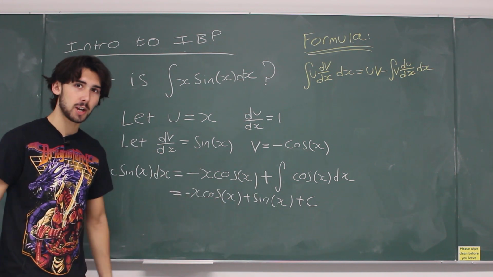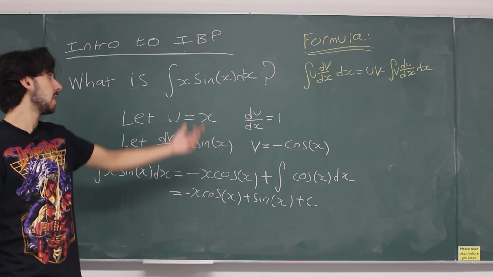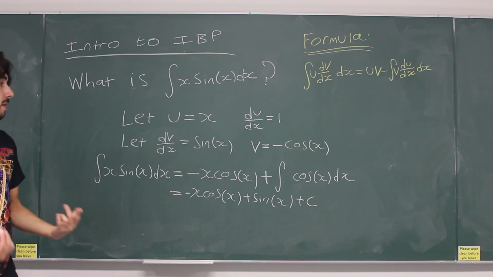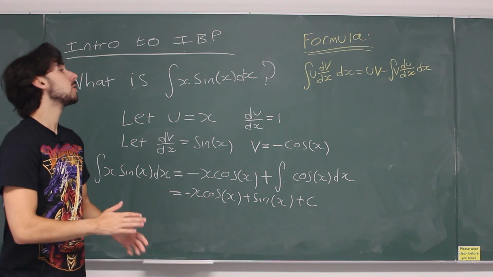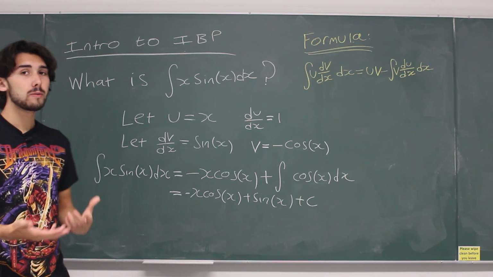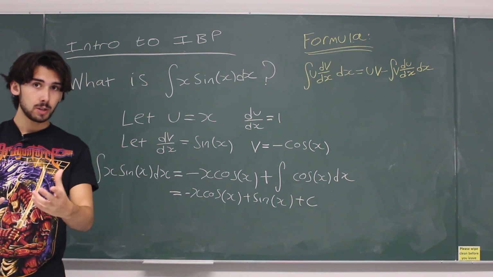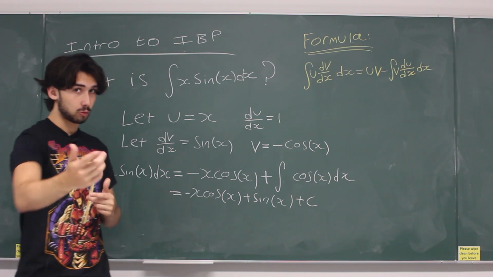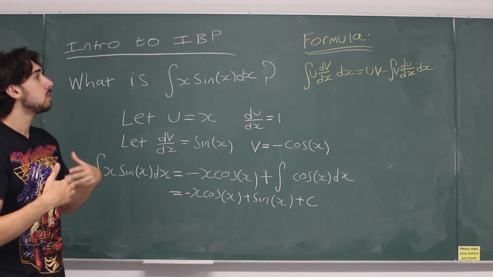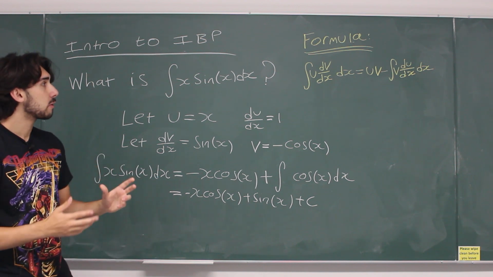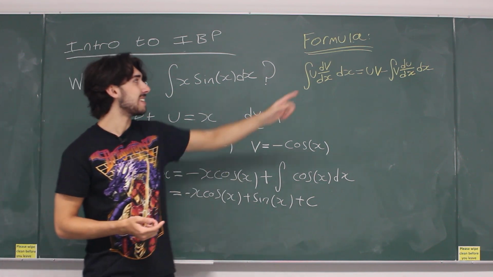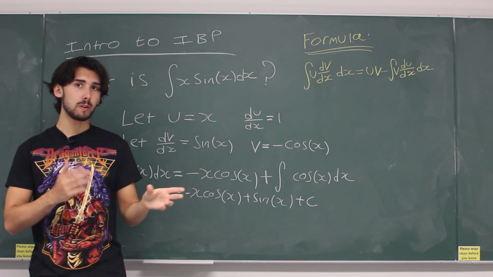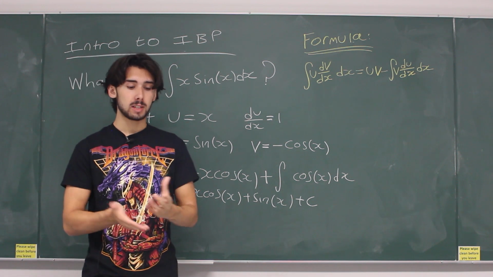Feel free to differentiate that with the product rule if you want to check that it takes you back to x sine x, but it does indeed. So that's kind of how you use the formula. So again, one more time, just like when you use the product rule for differentiation, when you use integration by parts, one of the functions you label u, and the other function you label dv dx. You don't do a u and a v. One is u, one is dv dx.